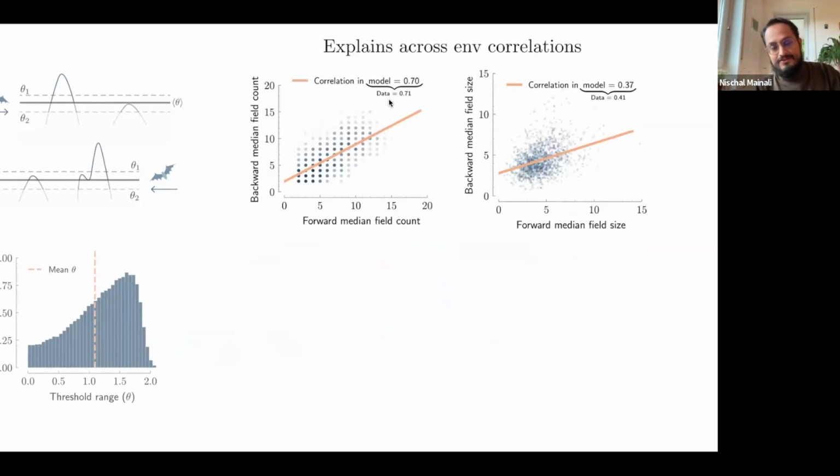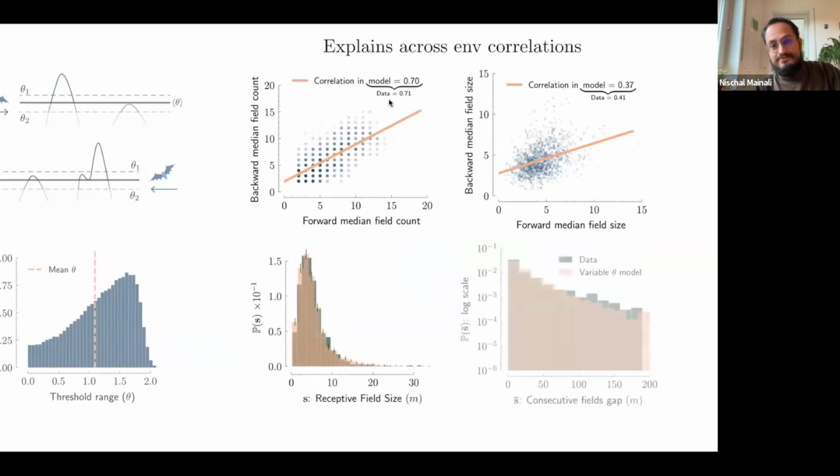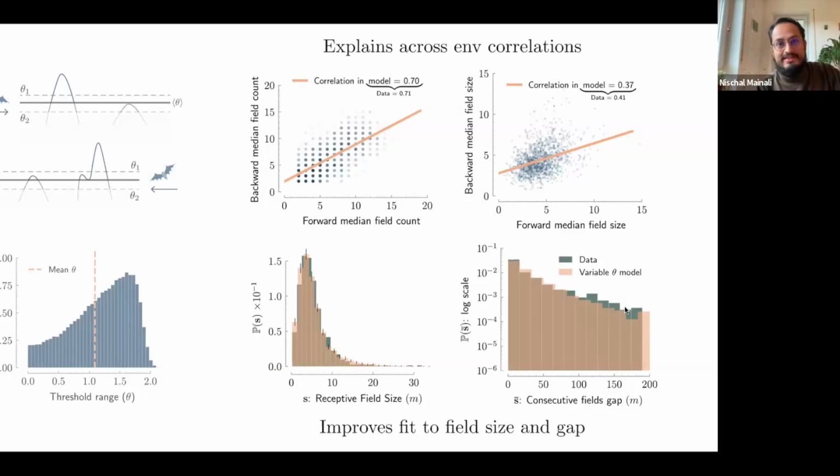Now, one nice side effect that we didn't anticipate out of that is that the fit to the field size and field gap, in fact, get better. So if you remember earlier, the field gap distribution had somewhat of a bad fit at the very tail, and that gets much better once we introduce variability in the thresholds of cells in the population.